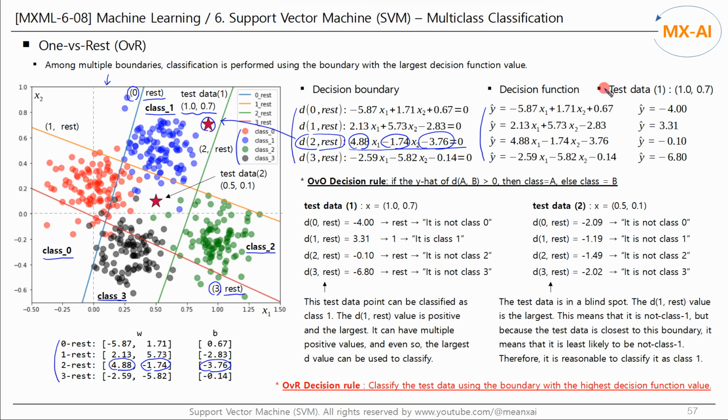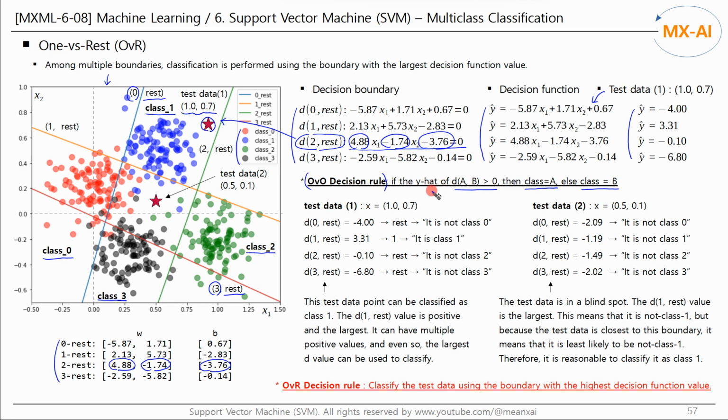When we input the test data into these decision functions, the outputs of y-hat are as follows. And the OvO decision rule created in the last video is like this. If the y-hat of the boundary d_A,B is positive, the test data point is predicted to be class A. Otherwise, it is predicted to be class B.